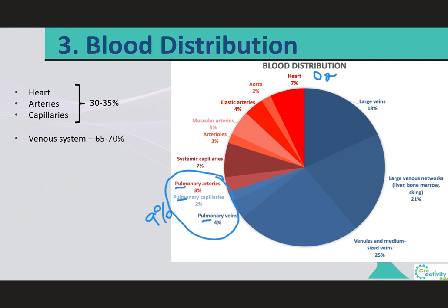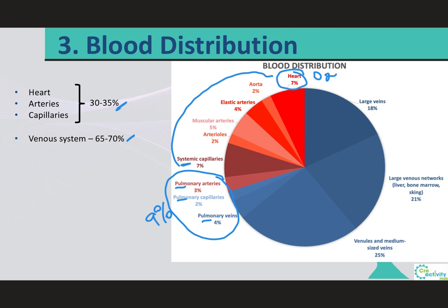Now the heart, the arteries, and the capillaries, they will contain approximately 30 to 35% of the blood volume. This would be about 1.5 liters of whole blood. And this includes all the pies on this graph that go from the systemic capillaries all the way to the heart. Now this leaves the venous system holding the rest of the blood, which is about 65 to 70%, or about 3.5 liters. And why is this?